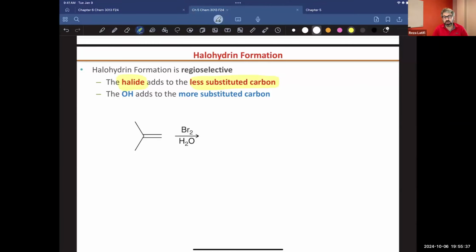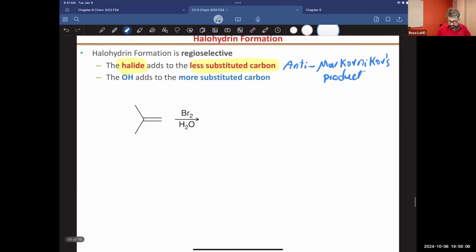The halide will be on the carbon with fewer substituents. It means the product is going to be anti-Markovnikov products. The halide is supposed to be on the more substituted carbon, but as you see, it says on the less substituted carbon. Well, the OH will be on the carbon with more substituents.